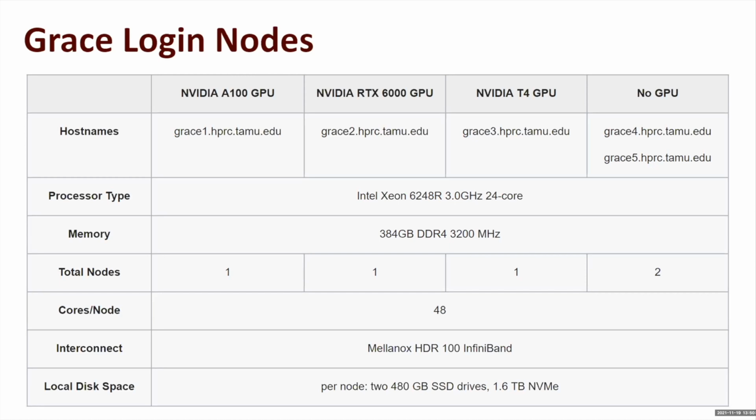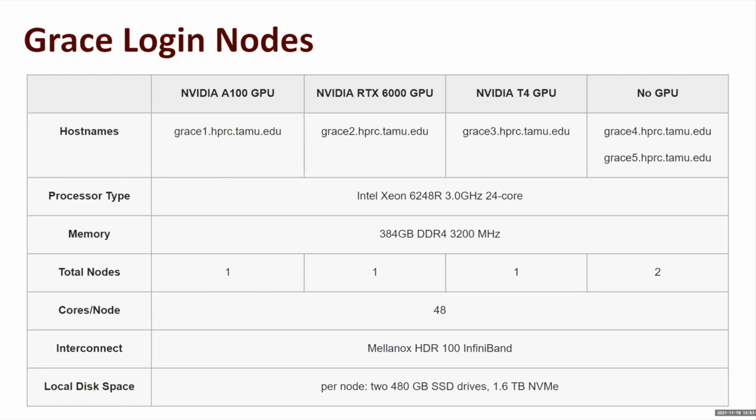For the login nodes, we have 4 types of login nodes. We have 2 login nodes without GPUs. If you're not using any GPUs, just doing very simple programming, testing, you can log in to Grace 4 or 5. Usually when you log in, the system will automatically find a node with a relatively lower load and put you there. So we have a load balancer to decide where to put you. When you log in, just log in to grace.hprc.tamu.edu, and you will be assigned to one of those.